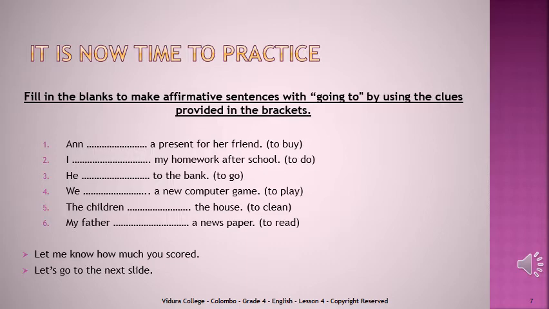Third one, he blank to the bank. Fourth one, we blank a new computer game. Fifth one, the children blank the house. Sixth one, my father blank a newspaper. So my dear children, fill in the blanks to make affirmative sentences with going to.